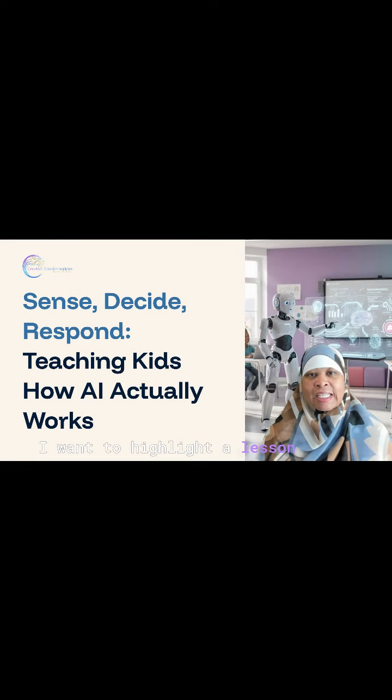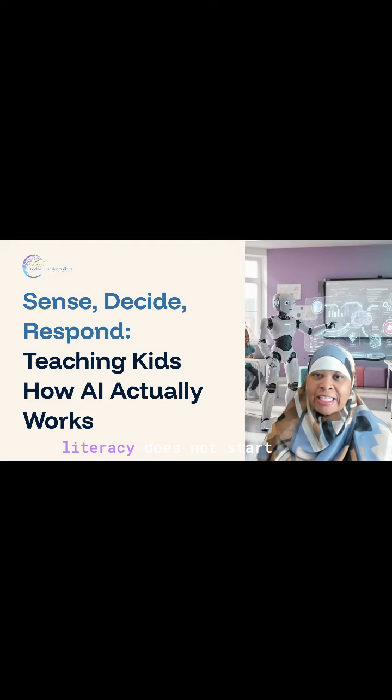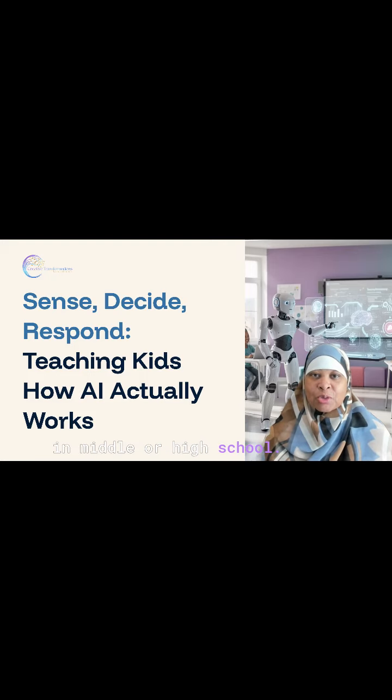I want to highlight a lesson from my Teaching AI with Confidence book series, specifically the grade 5 edition. Because AI literacy does not start in middle or high school, it starts much earlier. This lesson is called Smart Tools: Sense, Decide, and Respond. And I chose it because it gives students a clear and age-appropriate way to understand how AI actually works without screens, tools, or fears.